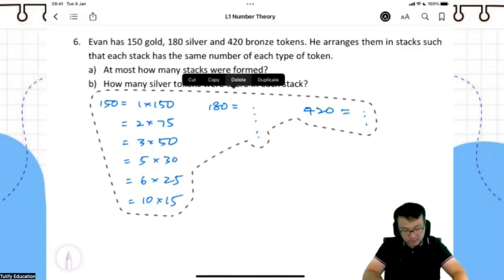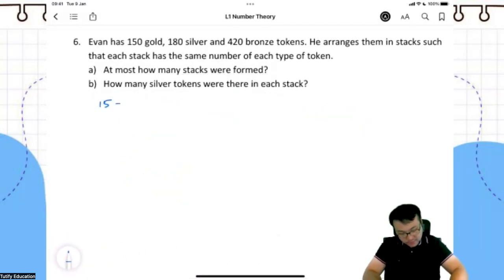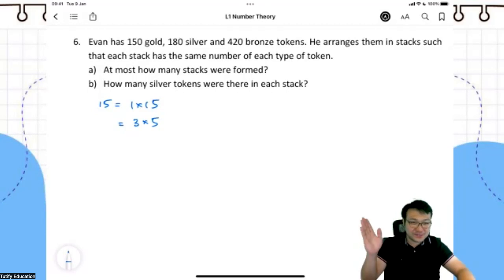So why not you help me out here? I have the number 15. 15 is 1 times 15. What else? 3 times 5. Okay, what else? No more. Very good. Can you see how short this is, Kate? Compared to 150, this is so short, right?